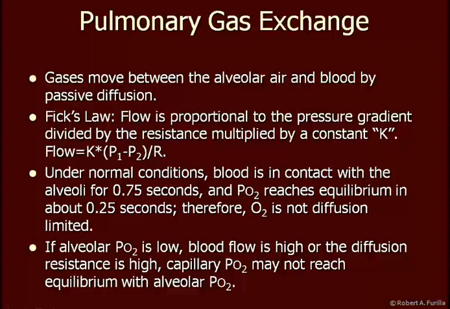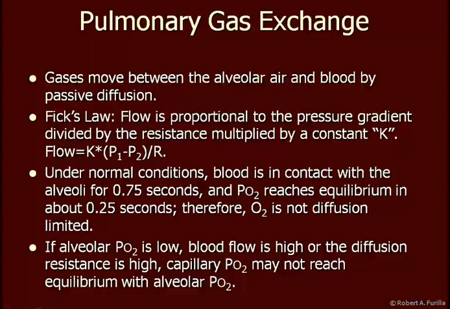Normally it takes about 3/4 of a second for blood to pass through the capillaries of the alveoli, and that blood reaches equilibrium in about 1/4 of a second. There is no diffusion limitation here. Diffusion is fine. If alveolar PO2, however, is very low, if blood flow is high, or if diffusion resistance is high, we may not reach equilibrium. That is, the capillary PO2 may not reach equilibrium with the alveolar PO2.